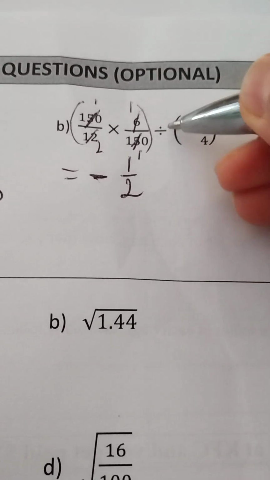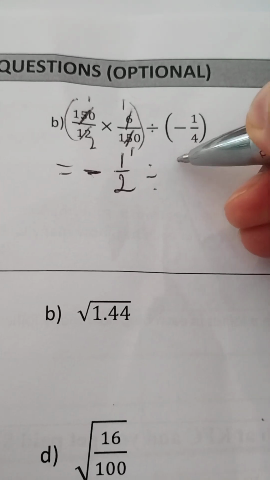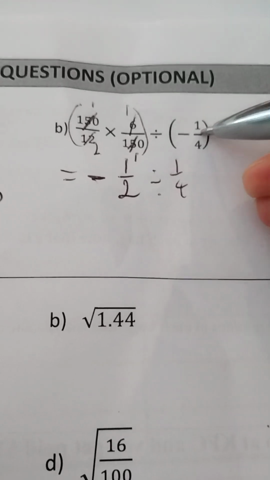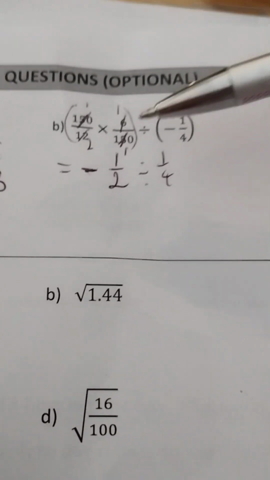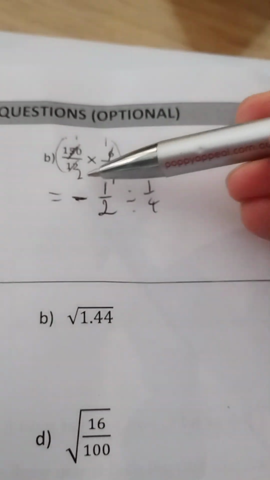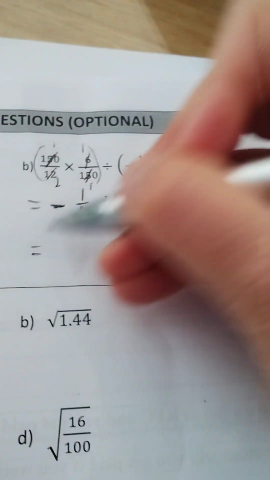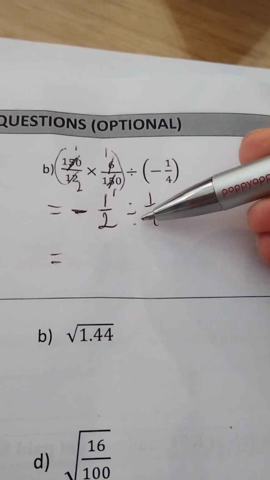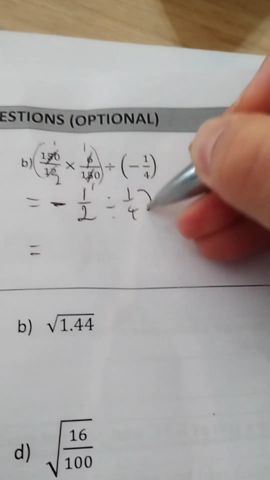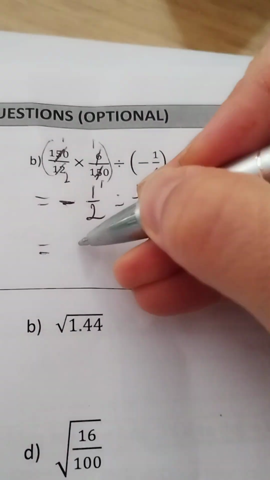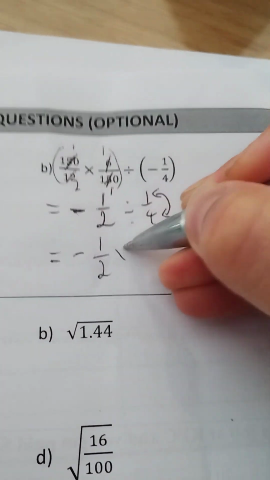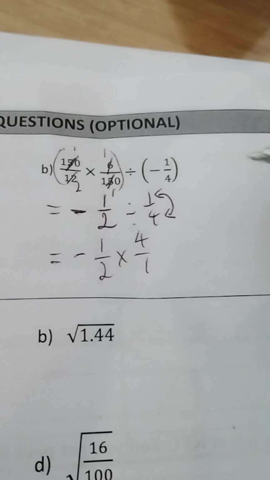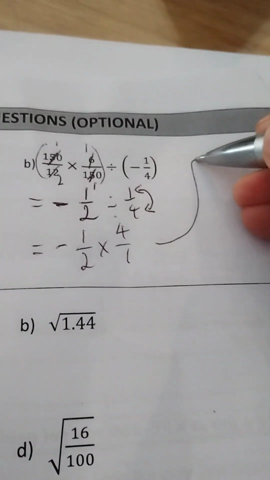Okay? And then divided by, I've still got that quarter. It's not a negative anymore because I've taken care of my negative, because I know the final answer will be a negative. Just don't forget to write it with each step. Now at this point, I've got division left. And I know I have to flip the second fraction. So I'll be left with 1/2 times 4 over 1. And I'll just continue it here.